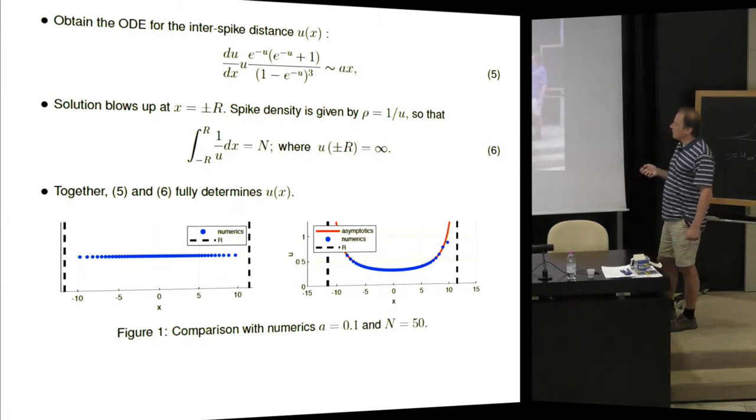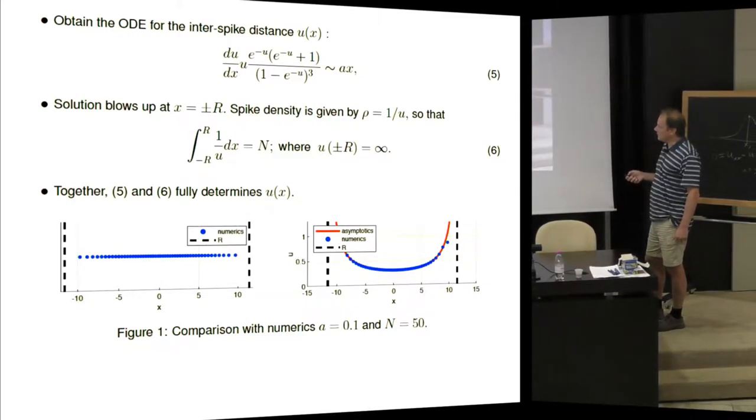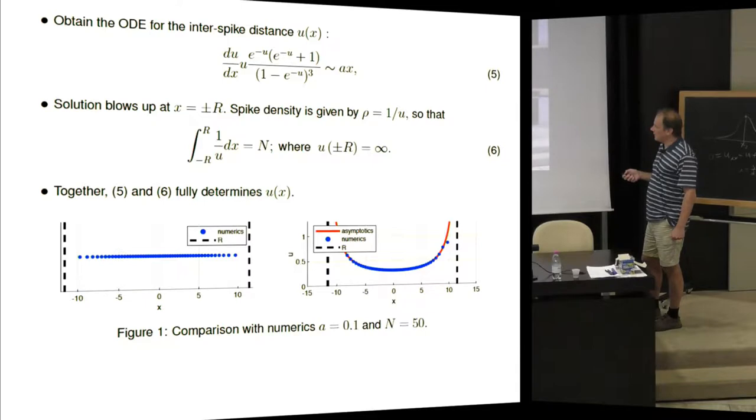Okay? So this equation is coupled to this integral, kind of a boundary condition. This just basically says that, if u is the interspike distance, then 1 over u is the spike density. So the integral of the density is the number of spikes. And this r is where u blows up. So from this ODE, it's easy to see that u will blow up. And this is what it looks like. So it blows up at some point r, and that's where the interspike distance goes to infinity.